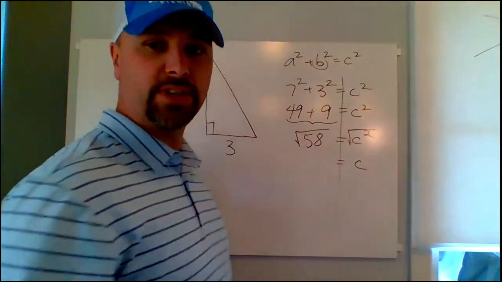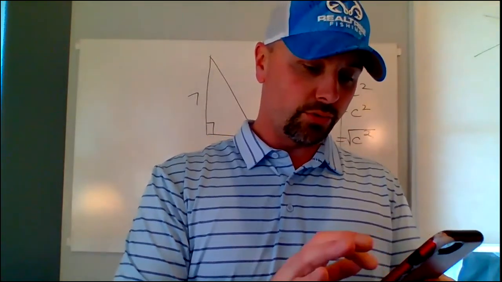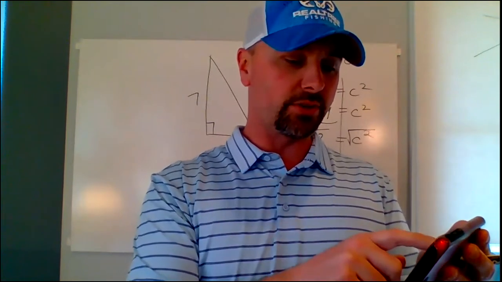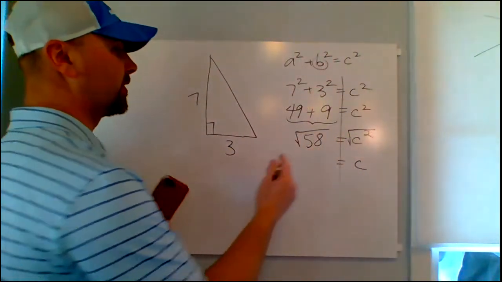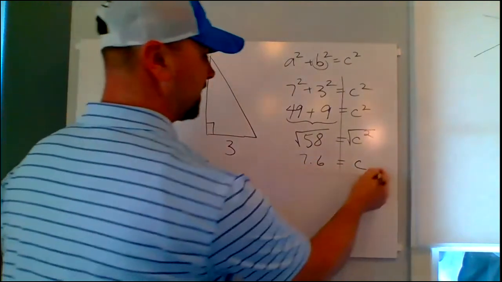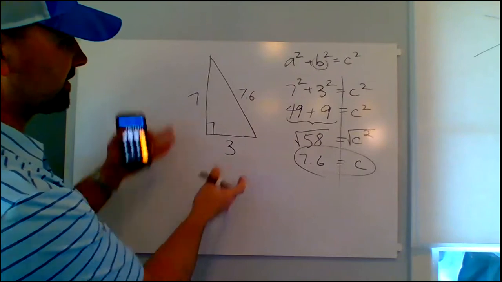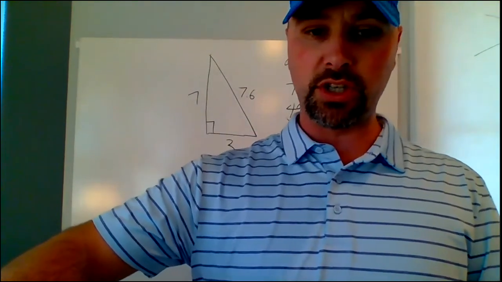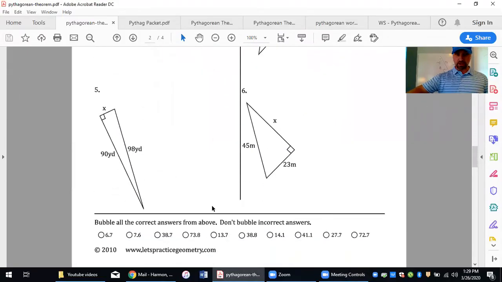What is the square root of 58? Let me get my phone, pull up my calculator, turn it to the side. On mine, you hit the number first, so 58, and then hit the square root symbol. 7.615. We'll just call it 7.6. So c, this side, would be roughly 7.6. Remember, it's the largest of the three sides, and it is larger, but not larger than them combined. So 7.6 is c. Let's go back to our sheet and look at the bottom. There it is, 7.6. So we know we got that correct.